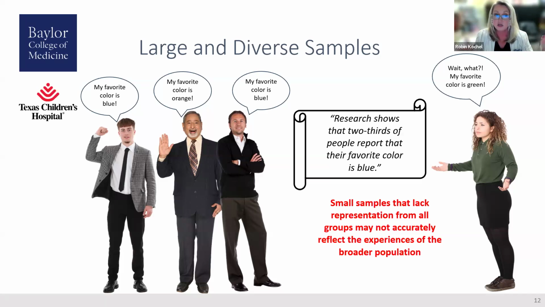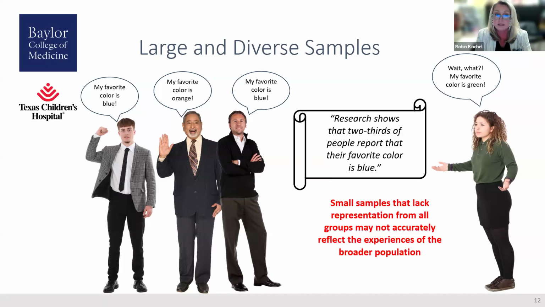Let's pretend we're doing a research study and the investigator wants to know what is the most popular favorite color. So these three gentlemen off to the side are the three participants in the study, and two of them say that their favorite color is blue, and one of them says his favorite color is orange. And so the report that comes out says research shows that 2/3 of people report that their favorite color is blue. Well, there's a lot of problems with that because, as you can tell, the woman off to the side, maybe she's read this report and she's saying, wait, what? My favorite color is green. And she's not heard anything about any other colors as part of this research.